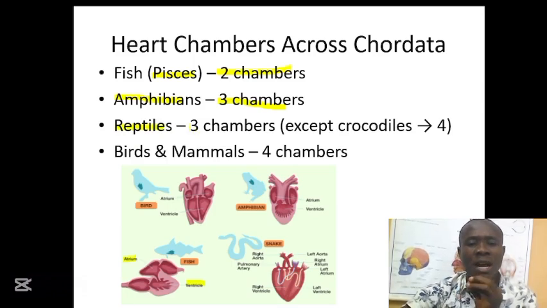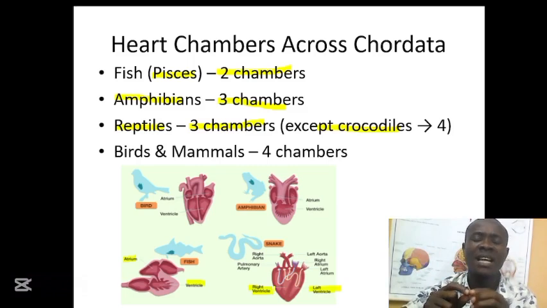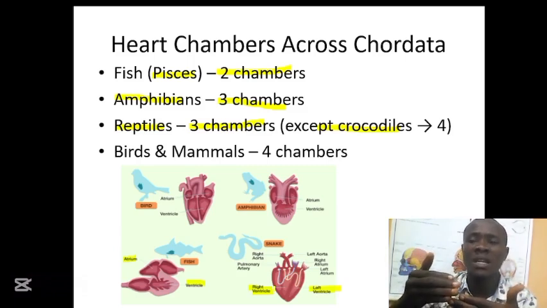The reptiles also have a three-chambered heart, except for the crocodile, which has a four-chambered heart. The three-chambered heart that we have in reptiles differs slightly from what we have in amphibians. In reptiles, we have a septum that is dividing the left ventricle from the right ventricle. But that septum is just dividing it midway, not completely. That's why in some textbooks they say they have 3.5 heart chambers, because that septum is not dividing the heart completely.